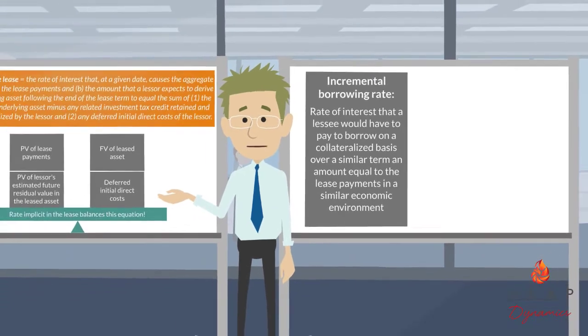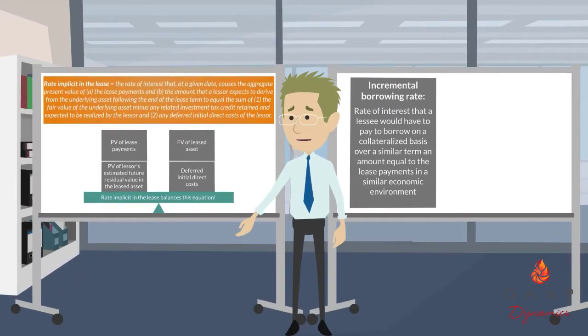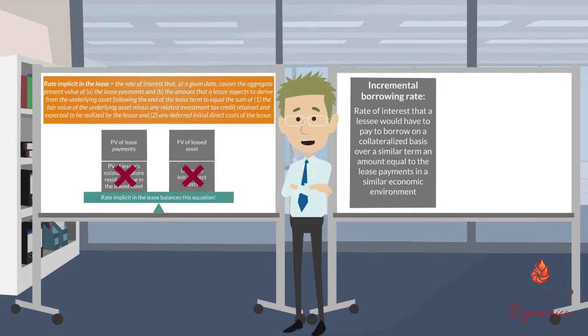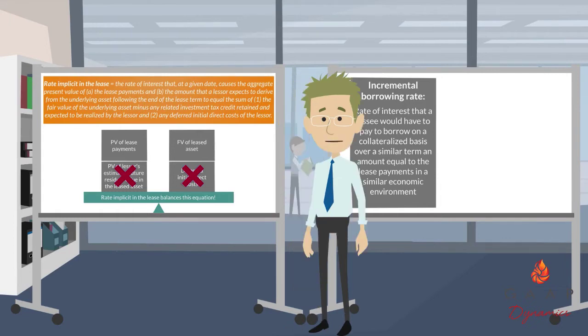Let's clear something up right now. A lessee will rarely use the rate implicit in the lease because it won't be readily determinable. Specifically, the lessee most likely will not know the amount of the lessor's initial direct costs, nor the lessor's estimate of the residual value of the underlying asset, both of which are needed to determine the rate implicit in the lease. Therefore, lessees will most likely use their incremental borrowing rate as the discount rate.